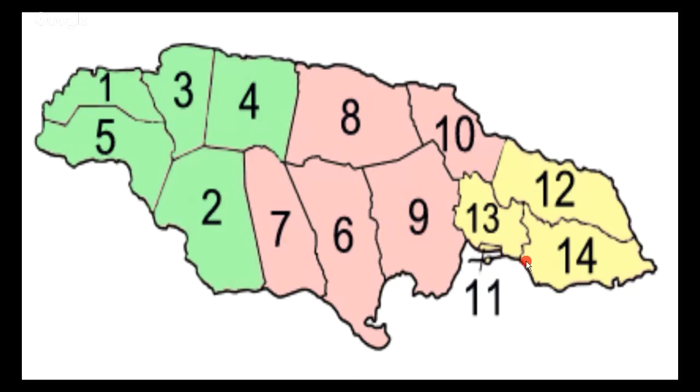What about our plains? Any plains in 13? That is Kingston and St. Andrew. So any plains there? Yes, sir, the Liguanea Plain. What about 9? St. Diego Plains, Old Harbour? What about 6? Vere Plain. Okay, what about 7?